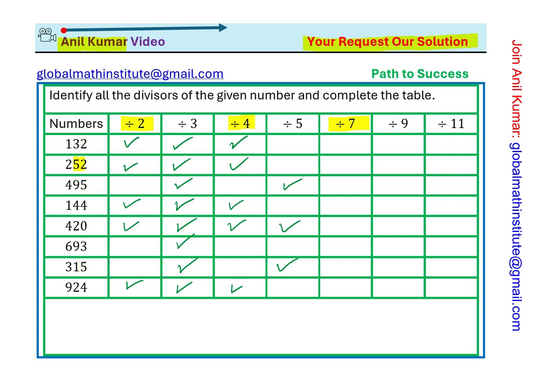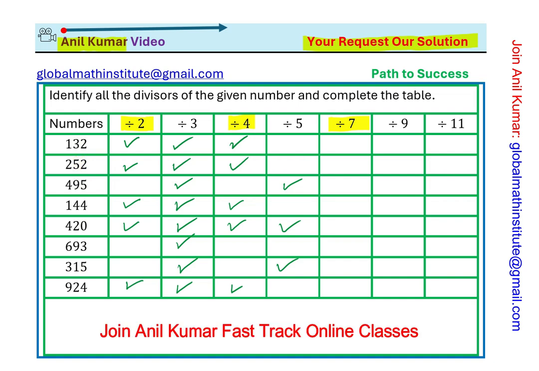Now it is time to work on 7. How do we figure out 7? That is kind of difficult. We'll come to 7 at the end. Let's do 9 and 11 first. Let's take up 9. For 9, the sum of the digits should be divisible by 9, or the sum should be a multiple of 9.